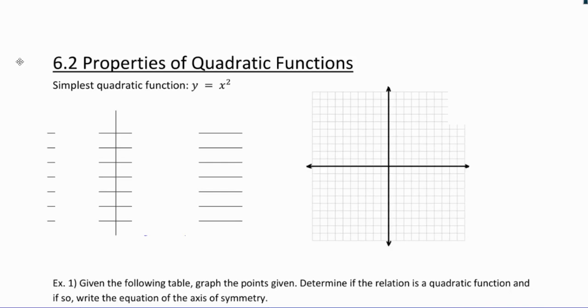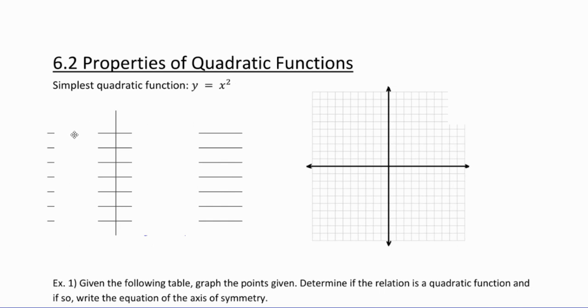So here's our 6.2 notes, properties of quadratic functions. For our first example, we are going to graph the simplest quadratic function, and it has the formula y equals x squared. That is as simple of a quadratic function as we can possibly get. So we're going to do that by making a table of values.